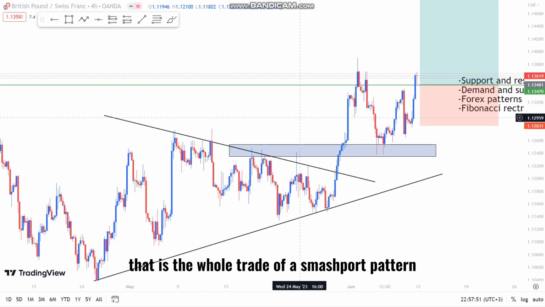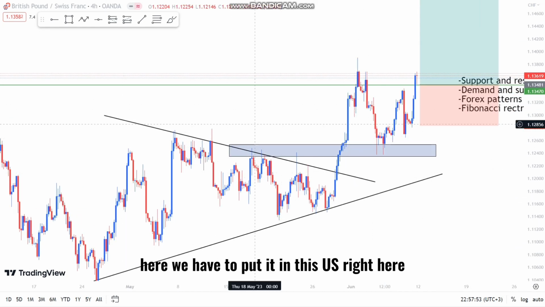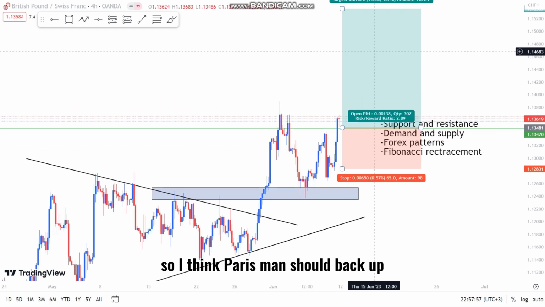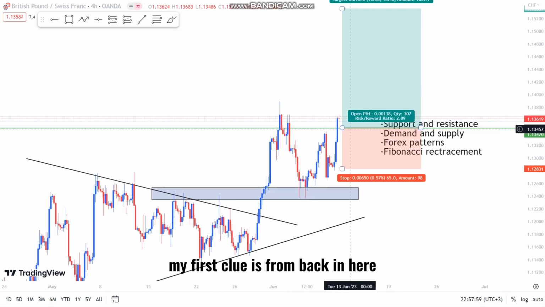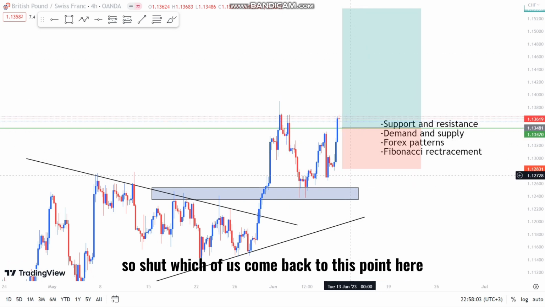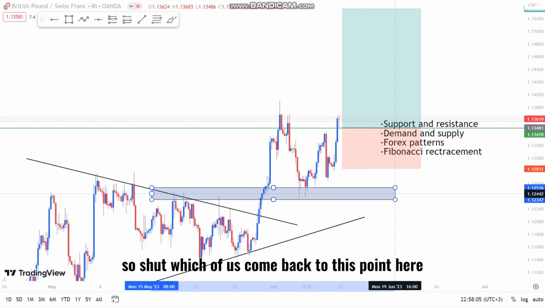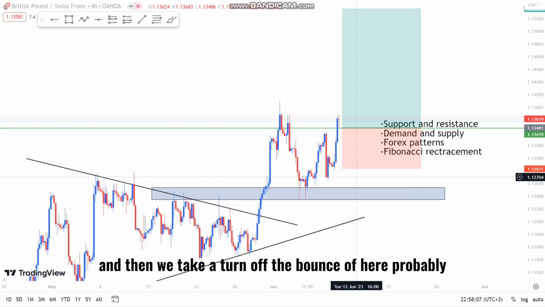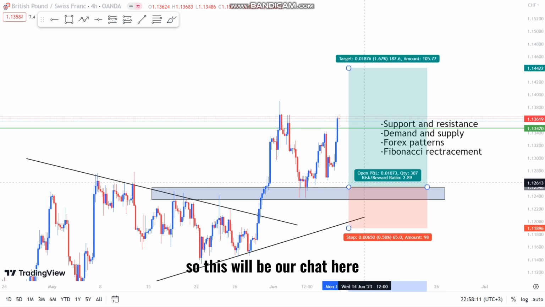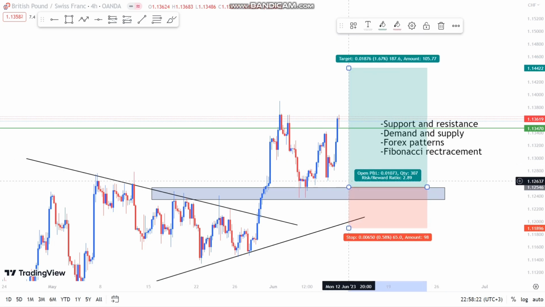We have a symmetrical pattern here. We have support and resistance right here. We have a strong demand zone in there, so I think price may shoot back up. But if price closes back in here, it means we're not going to see a breakout to the upper side soon. So we should wait for price to come back to this point here, and then we take a trade off the bounce off here probably. This would be our trade here, because this is our strong zone right here, traders.